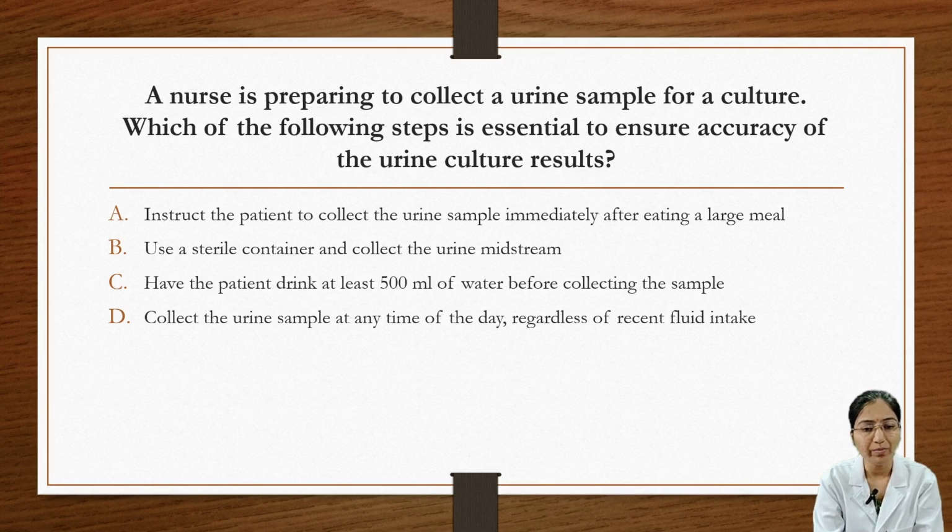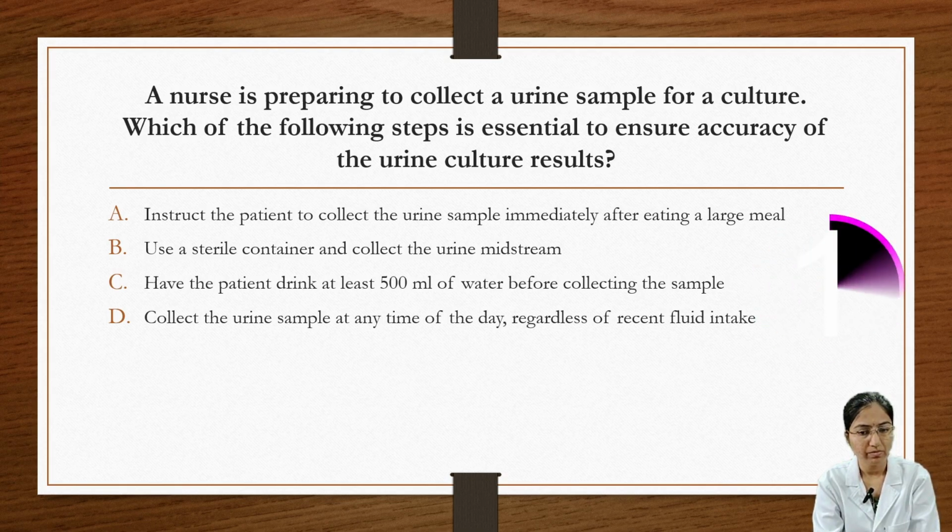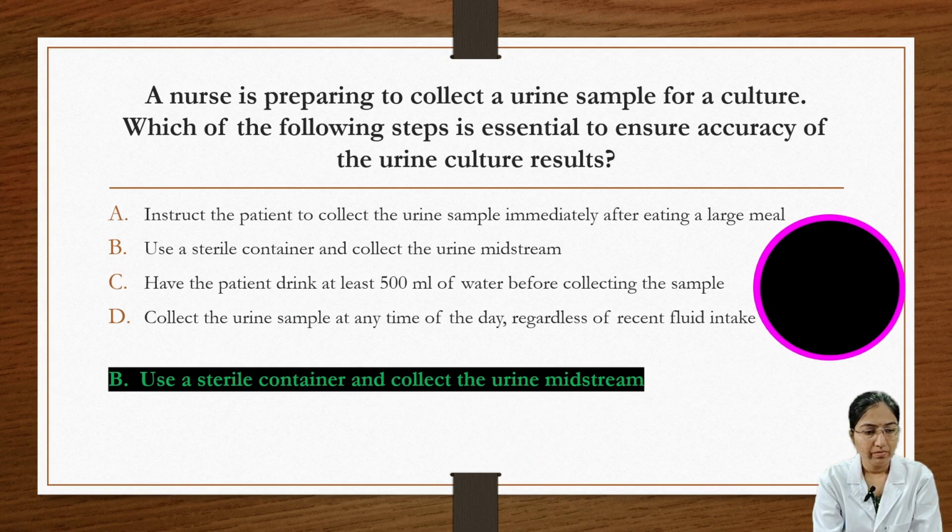A nurse is preparing to collect a urine sample for a culture. Which of the following steps is essential to ensure accuracy of the urine culture results? Options are given. Right option is B, that is use a sterile container and collect the urine midstream. We'll move to the next question.